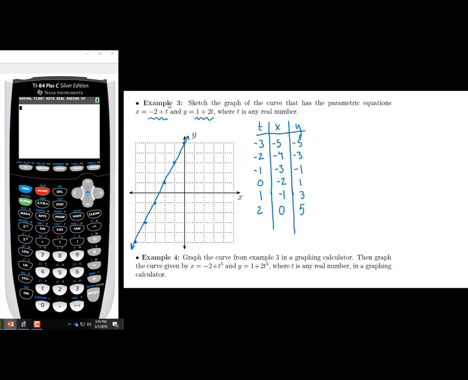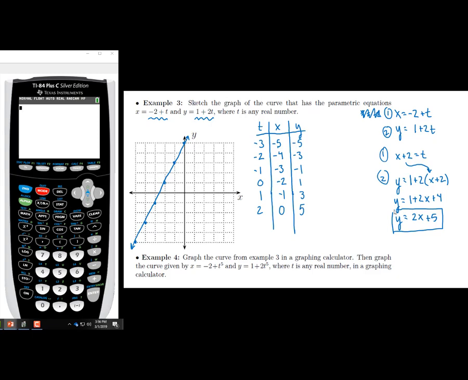All right, so let's go ahead and eliminate the parameter here. I have x equals -2 plus t, and I have y is equal to 1 plus 2t. So in equation 1, we can turn that into x plus 2 equals t. And so then in equation 2, we can say y is equal to 1 plus 2 times, and instead of t, x plus 2. So y is equal to 1 plus 2x plus 4, and so I have y is equal to 2x plus 5.